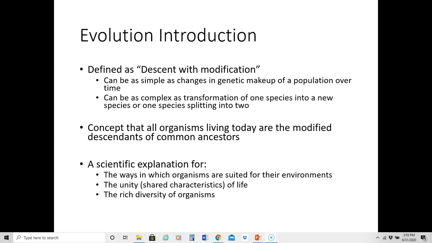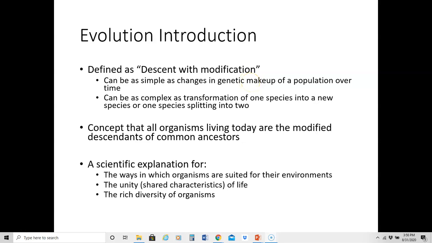As I said, your book defines evolution as descent with modification. Evolution can be as simple as very rapid changes in the genetic makeup of a population over time. It can happen in as quick as one generation, or it can be as complex as transformation of one species into a new species, or one species splitting into two. So evolution can be short-term, small changes in a population, or very large changes over time that can create new species.